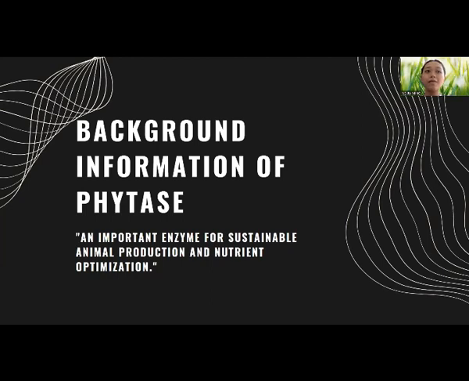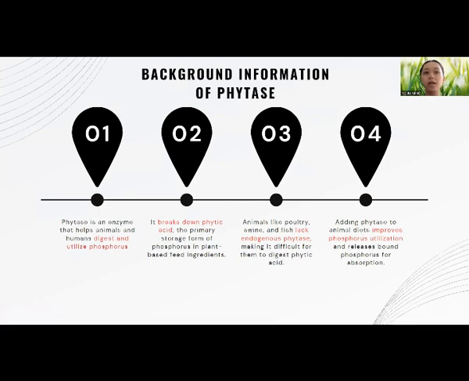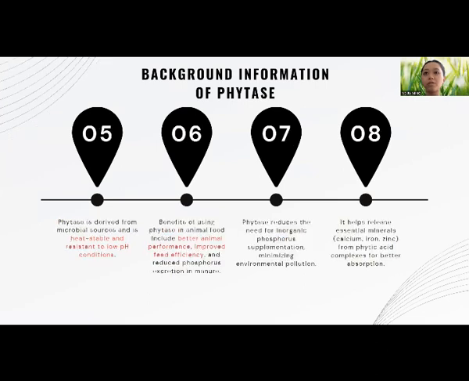First, what is phytase? Phytase is an enzyme that helps animals and humans digest and utilize phosphorus. It can break down phytic acid, which is the primary storage form of phosphorus in plant-based feed ingredients. Animals like poultry, swine, and fish lack endogenous phytase, which makes it difficult for them to digest phytic acid. Adding phytase to the animal diet can improve phosphorus utilization and release bound phosphorus for absorption.